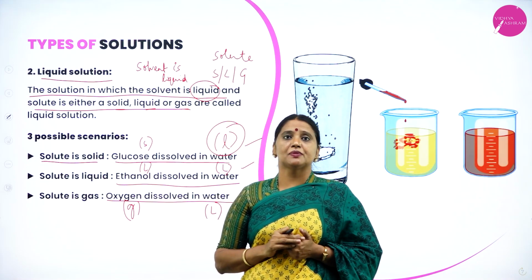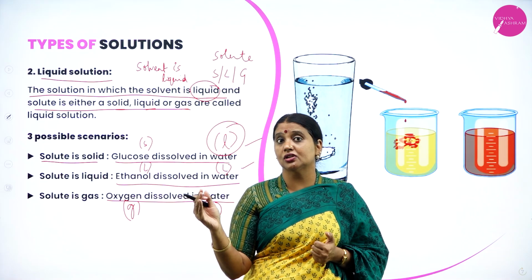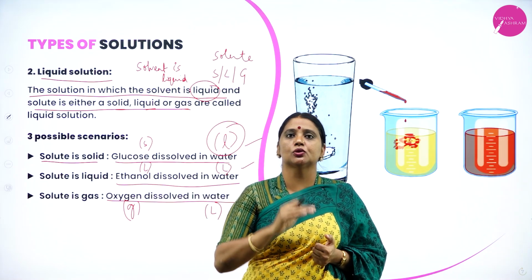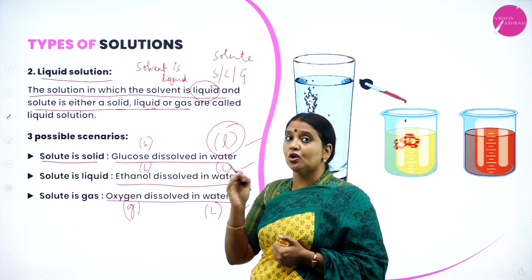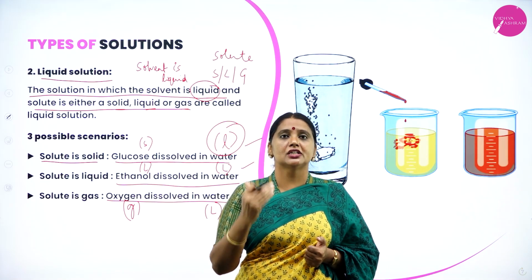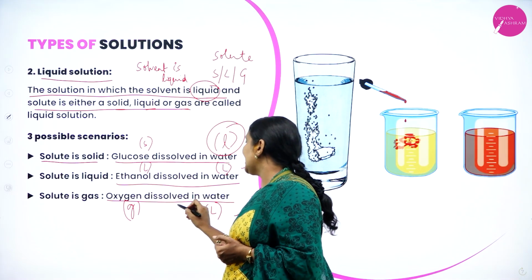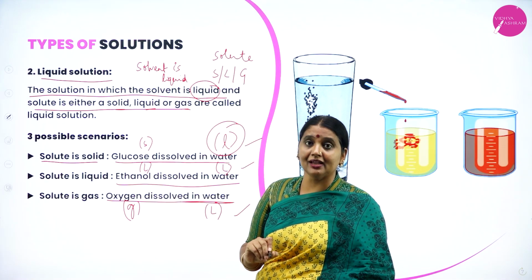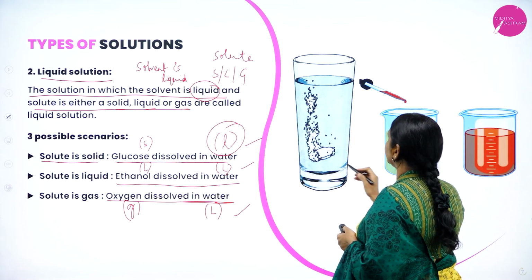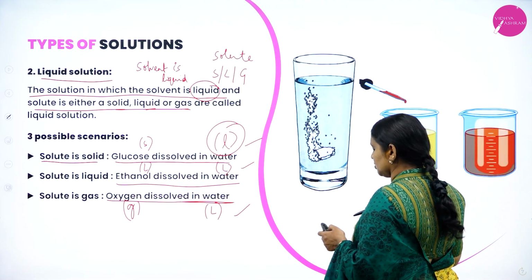Therefore, give an example for a solid solute dissolved in a liquid solvent: glucose dissolved in water. Give an example for a liquid solute dissolved in a liquid solvent: ethanol is dissolved in water. Give an example for a gas solute dissolved in a liquid solvent: gas dissolved in water. See here, the diagrams show how solutes are added to the solution.